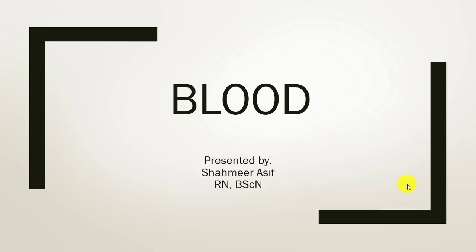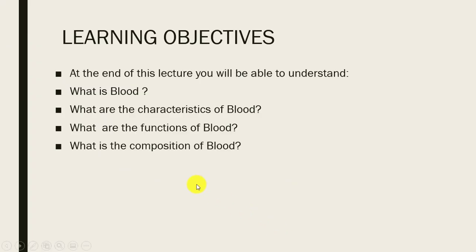So blood is an essential component of the circulatory system, and it is the fluid that is present in our blood vessels. It is very important for our body because it carries oxygen, nutrients, and various other substances within the body. So let us move to our learning objectives: what is blood, what are the characteristics of blood, what are the functions of blood, and what is the composition of blood. We are going to keep it very simple today, and I'm just going to talk a little bit about blood, its characteristics, functions, and composition.